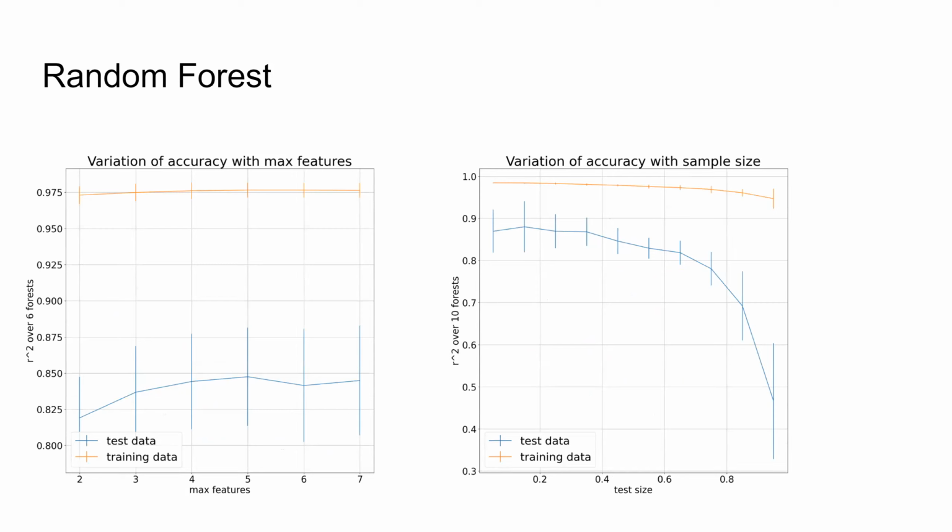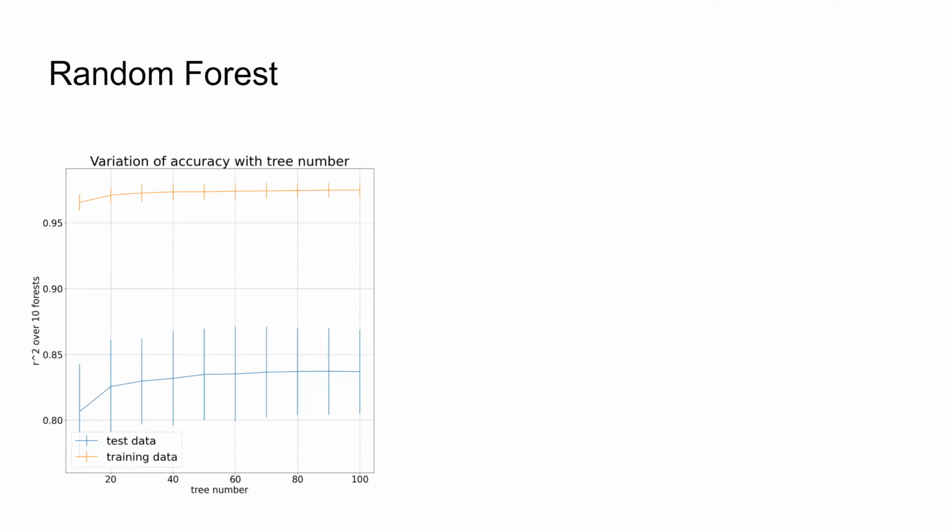So to optimize the random forest, we visualized, and you can see a few visualizations here, how the accuracy on the test data varies with max features in each tree, the test size or proportion, and subsequently tree number, just as a few examples. And we were doing these to try and maximize R squared, but also try and consider overfitting as an issue.